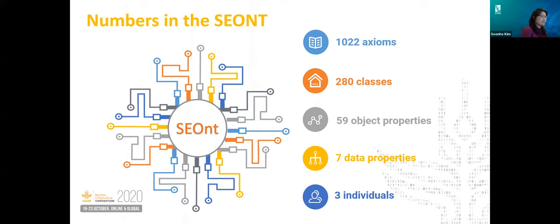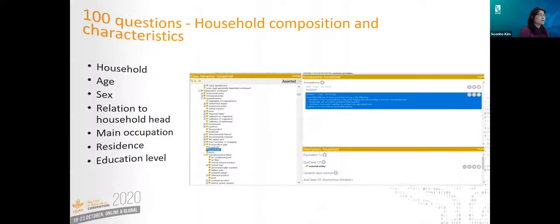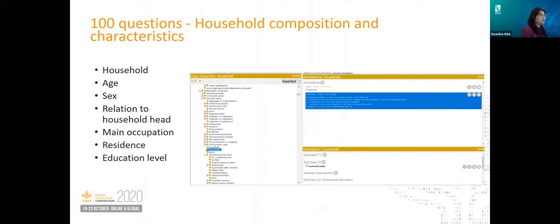Because the ontology itself is for annotating the dataset or questionnaire, we don't have many individuals right now, because we are trying to add most of the concepts as classes. So let me go through some of the modules which we had, exactly what the 100 questions have. The first one is household composition and characteristics. We cover what is a household, what is age, sex, and education level.